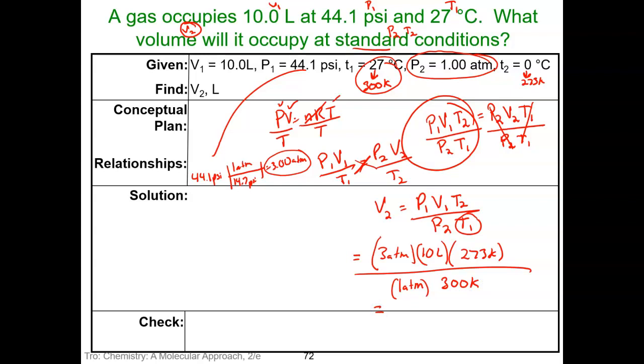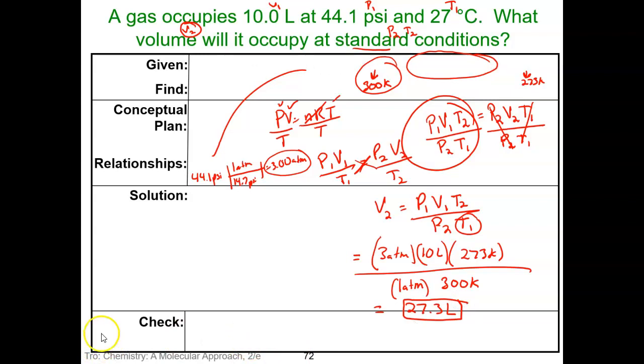So we put that in our calculator. 3 times 10 times 273, divided by 300. We get 27.3 liters. You could also solve this using PV equals nRT. This way just looked a little easier to me. Sometimes there are a lot of different ways you can solve these problems.